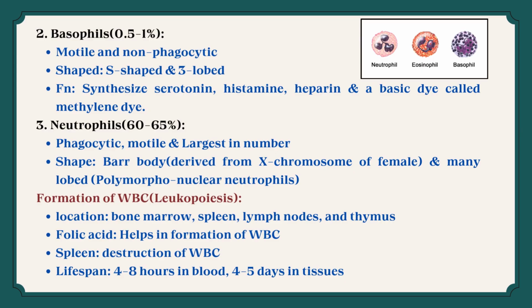See the picture. The neutrophil has a bar body and many loops. The eosinophil has a bilobed nucleus. The basophil is S-shaped with 3 lobes.